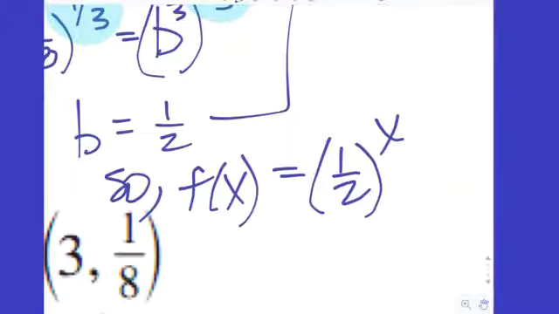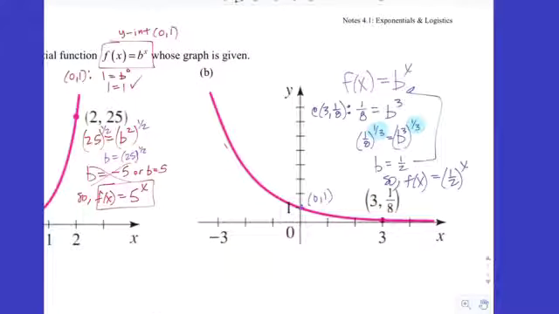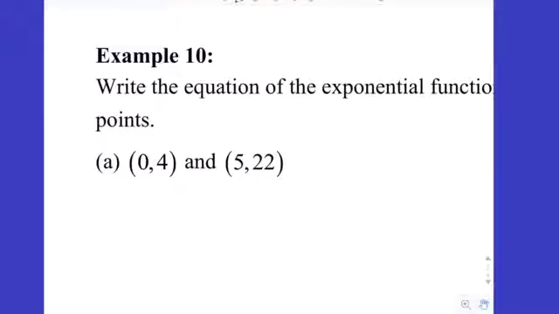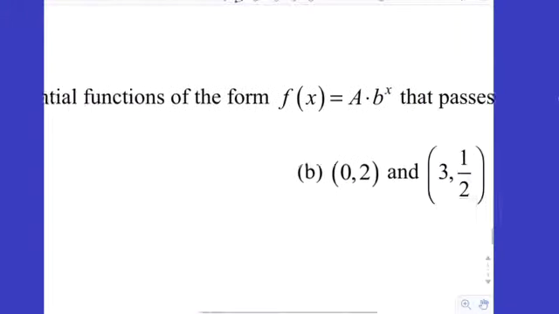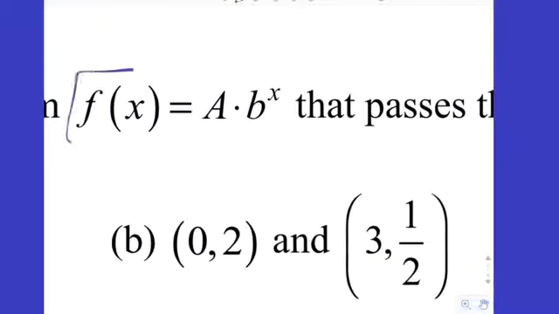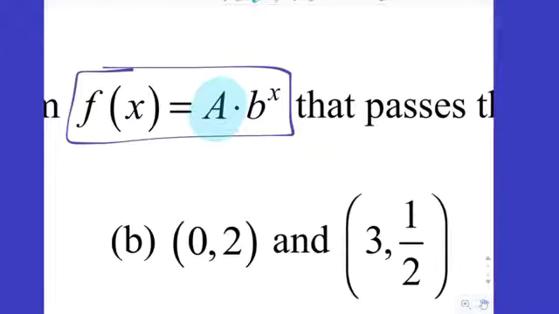All right, so those are pretty easy, rather boring. Now we're going to notch it up one rung here. Example 10. Write the equation of the exponential functions now of the form f of x equals a times b to the x. So now we're making the allowance that the y-intercept doesn't have to be 1. We're making the allowance for vertical stretches and vertical compressions and reflections across the x-axis. So now we have two things to find.